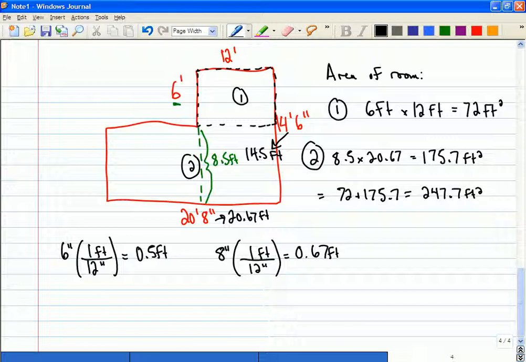So how do we add 10% to this? Anybody work in retail? Yeah, times it by 1.1. So 10% extra. That means I'm going to go with what I had before and multiply it by 1.1. So this means she needs 272.5 square feet.